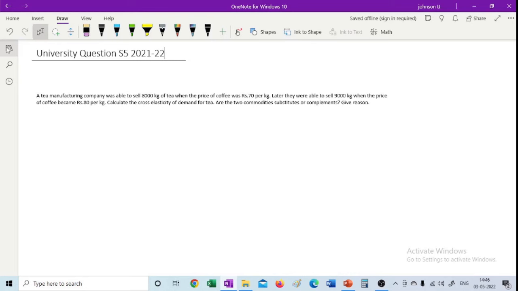A tea manufacturing company was able to sell 8000 kilograms of tea when the price of coffee was 70 per kilogram. Later, they were able to sell 9,000 kilograms when the price of coffee became rupees 80 per kilogram. Calculate the cross elasticity of demand for tea. Are the two commodities substitutes or complements?